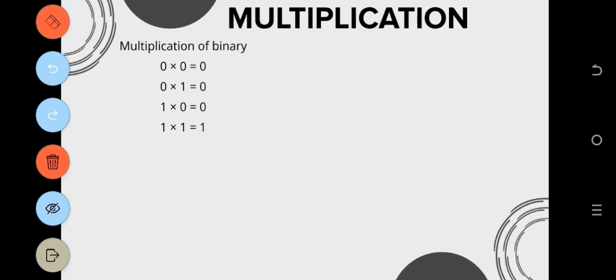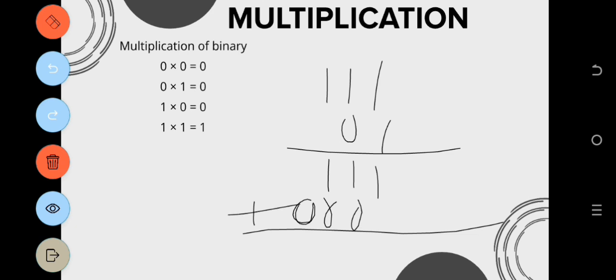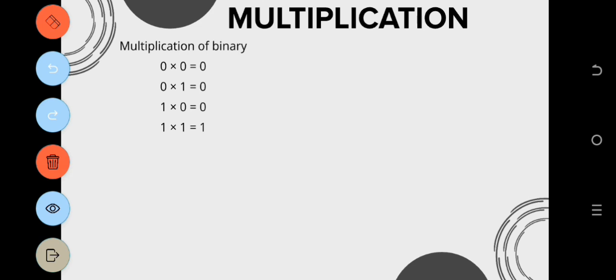Alright, let's do this. Example 1, 1, 1, 0, 1 times 1. 1 times 1 is 1. 1 times 1 is 1. And 0 times 1 is 0. Let's compute that. Now we have to use the addition, same rule with addition. Let's bring down 1. 1 plus 0 is 1, 1 plus 0 is 1. The result is 1. That's all in multiplication, and let's move on to the hardest part for me, which is division.